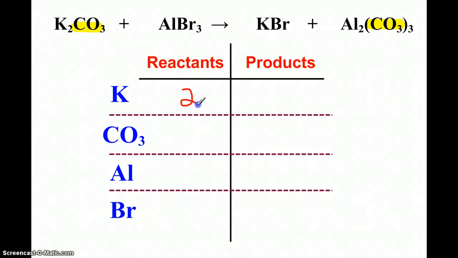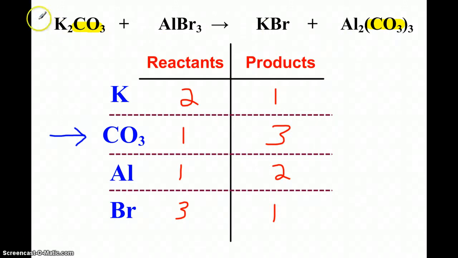Going in, there's 2 potassium, 1 carbonate, 1 aluminum, and 3 bromine. Coming out, I've got 1 potassium, 1 bromine, 2 aluminum, and 3 carbonate. So again, give yourself a chance and pause the video and see if you can balance that, and then check it.